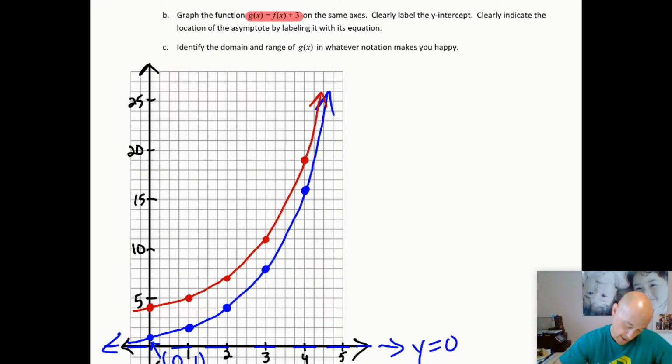Now what's interesting is it looks like the blue equation is catching up to it. The 3 units doesn't matter as much as we move over to the right because it's going up so fast.